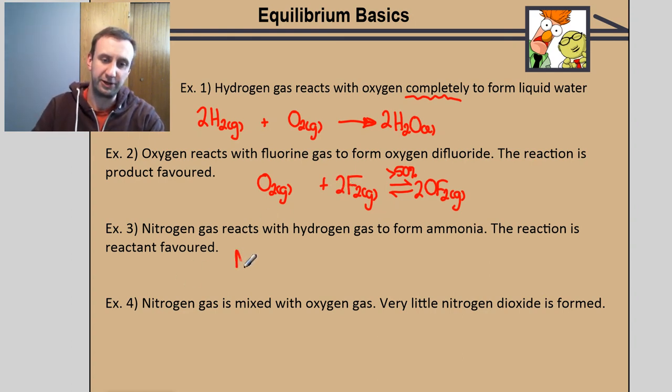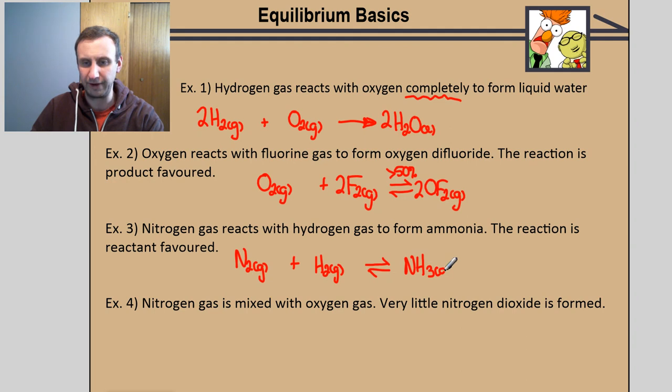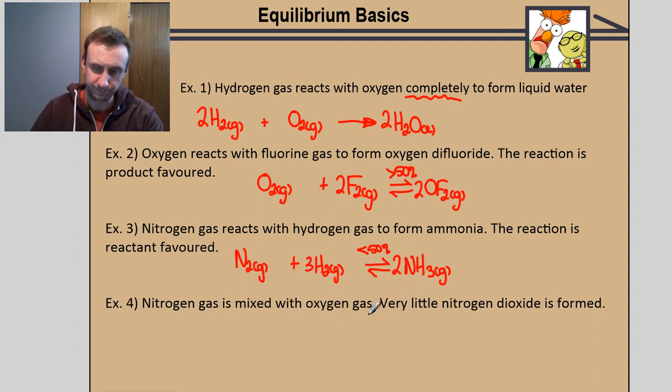For number 3, nitrogen gas, N2 gas, reacts with hydrogen gas, H2 gas, to form ammonia. This is a pretty famous equilibrium. This is called the Haber process. We're going to talk about this in depth when we talk about manipulating equilibriums in Le Chatelier. So I have N2 gas plus H2 gas, and this says it's reactant favored. So now I'm going to have the less than 50% sign over top of that to show that most of it stays as this instead of forming the product of the ammonia. And again, balancing it with a 2 here and a 3 here.